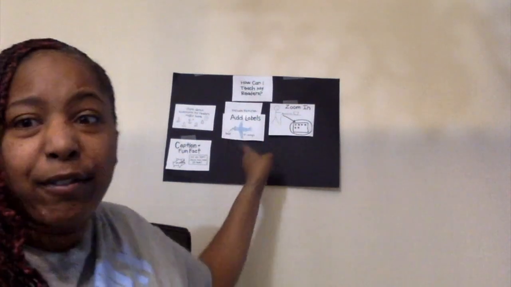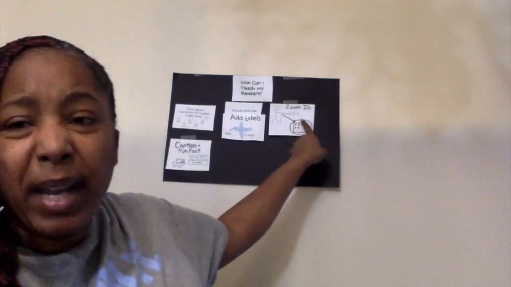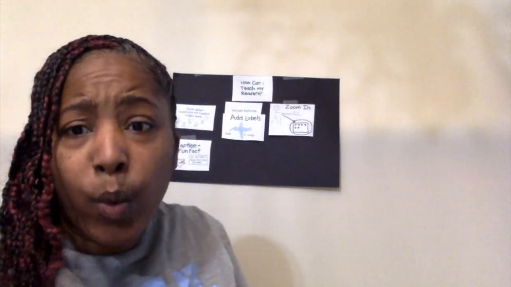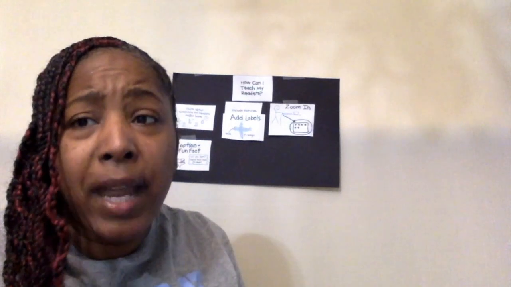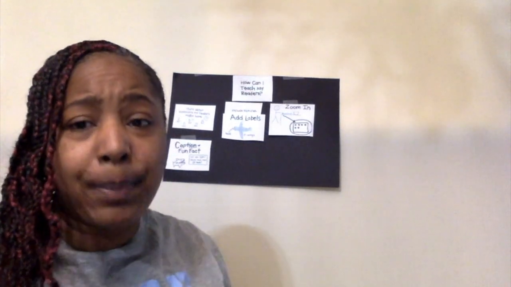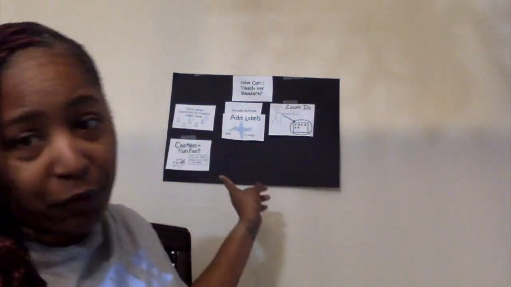We know that we can have labels that name exactly what the part we are teaching is. We want to make sure that we have zoom ins. And remember, when you are zooming in, make sure that you write a caption so that you can explain more about what's happening in the picture. Don't forget your captions.